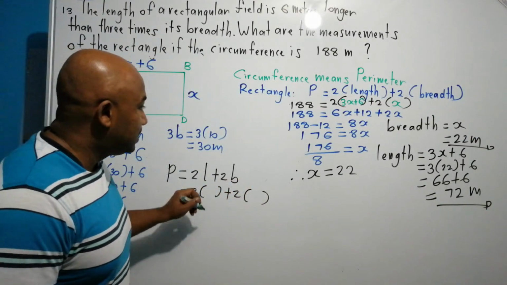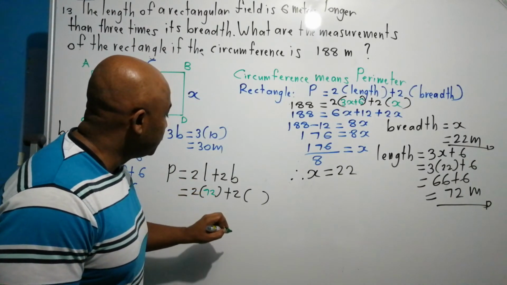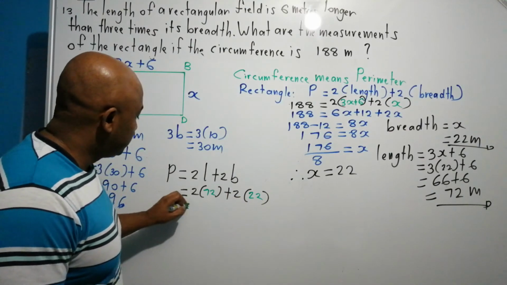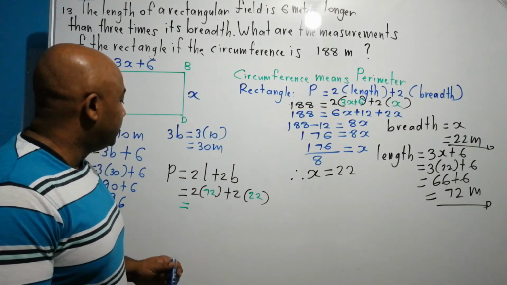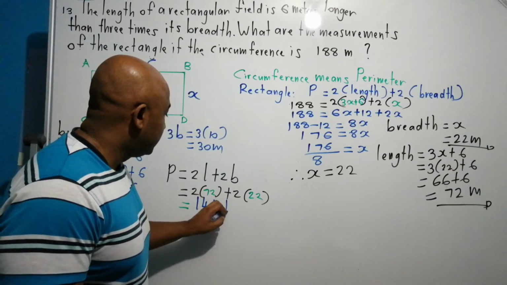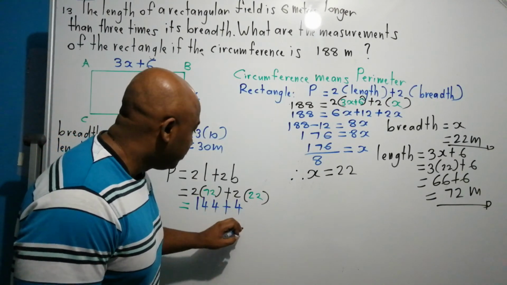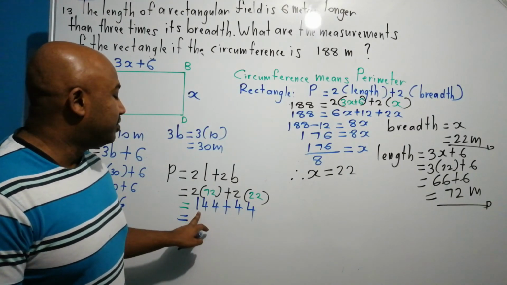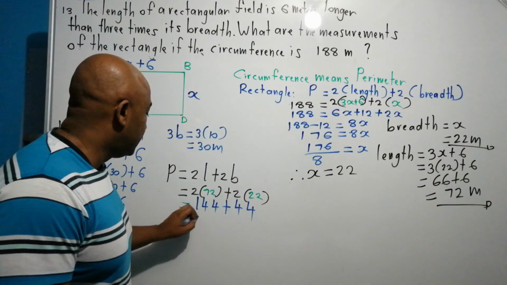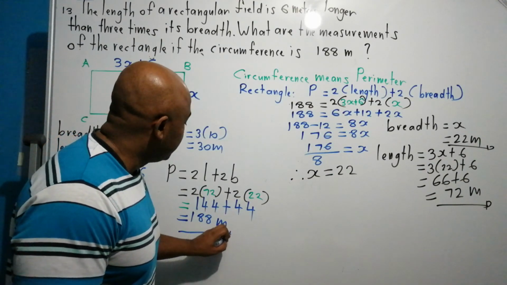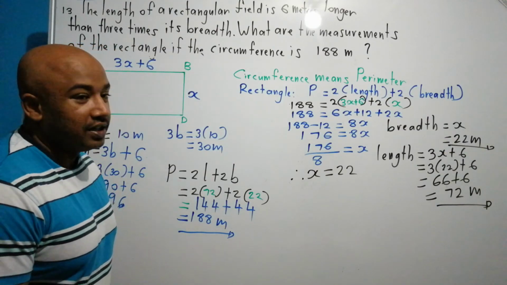Our length was 72 and our breadth was 22. So that will be 144 there, and this will be 44 also. 144 plus 44 will be 188 meters, as we're given. You can check it on the calculator.